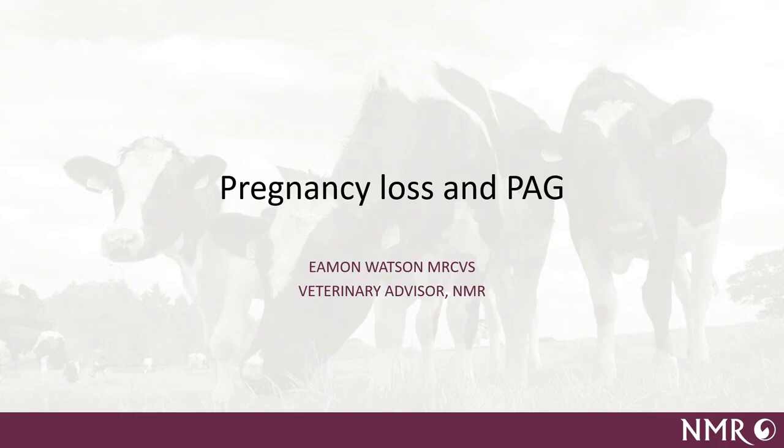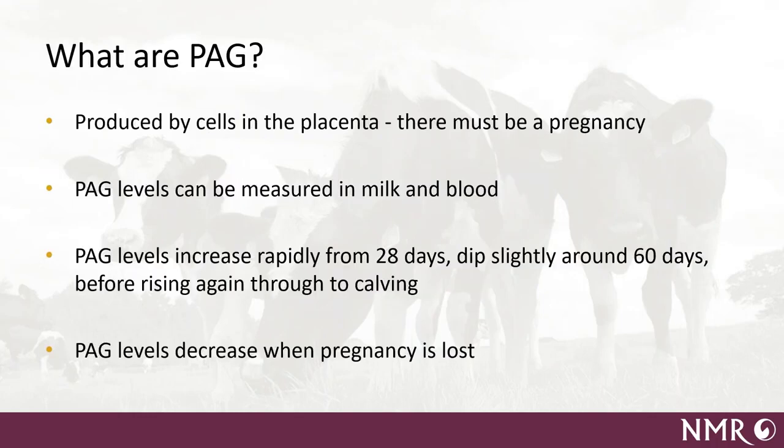So first things first, what are PAG? PAG are pregnancy associated glycoproteins, and the important thing about this is that these are proteins that are secreted by cells in the placenta. The placenta is fetal in origin, so the follow on from that is that there must be a pregnancy for PAG to be produced. So PAG comes from cells in the placenta, must be a pregnancy to get PAG. So PAG are pregnancy specific.